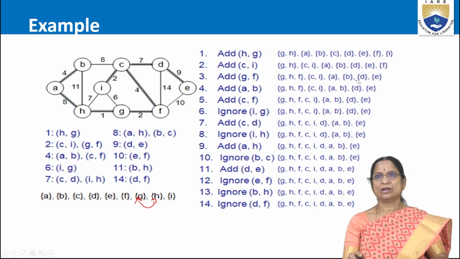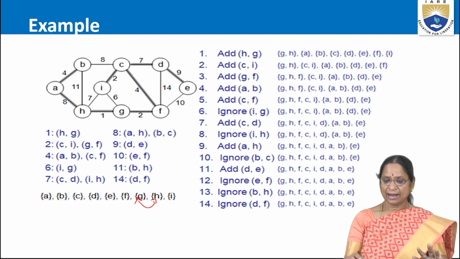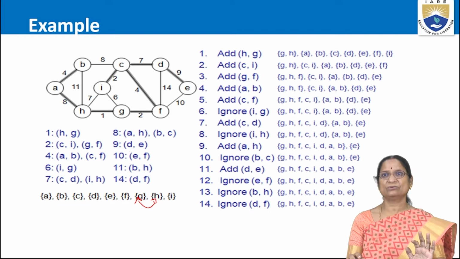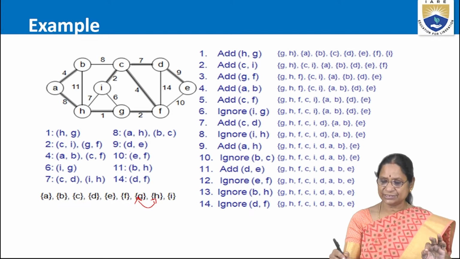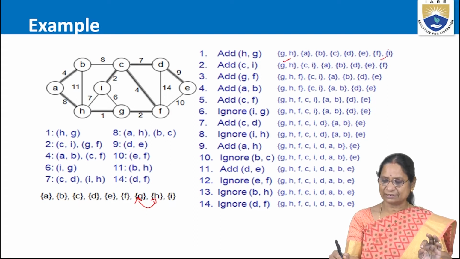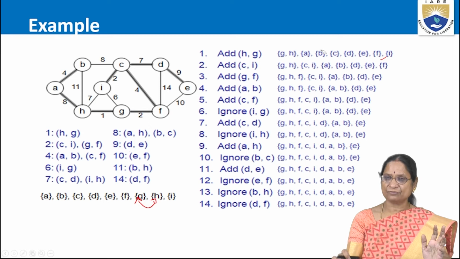Now the next edge to add is GF. G belongs to which set? G belongs to the first tree. F belongs to another. Can I add? Yes, we can add. While adding this, the GH set and F set get unioned. So we get GHF, CI, and A, B, C, D, E.